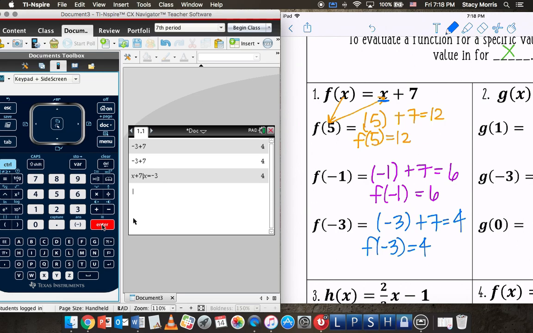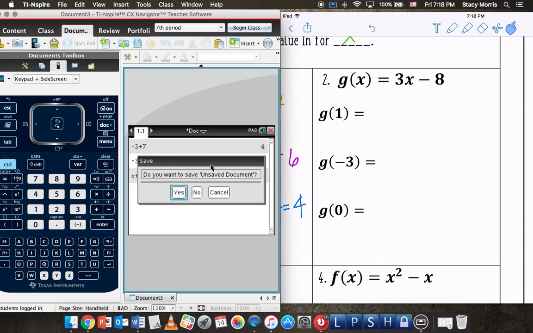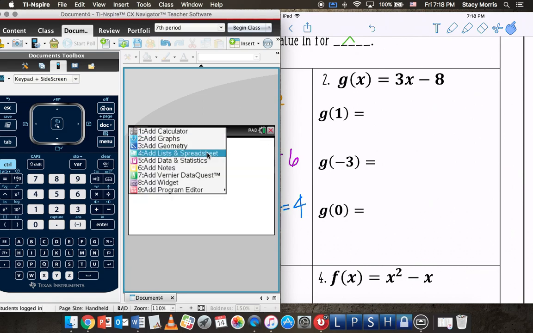All right, so let's look at number 2. Number 2, we have g of x equals 3x minus 8. They frequently will use f, g, or h to name those functions. So again, that letter is just like the name of it. That's saying we're using function g. Doesn't change anything except that we're using a g instead of an f.